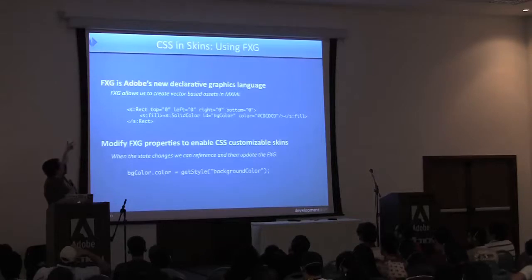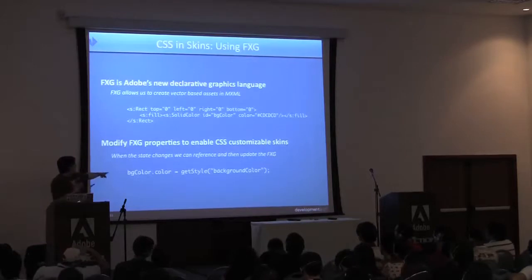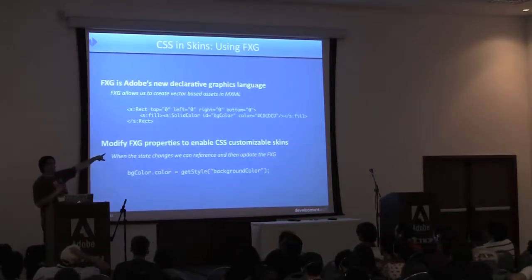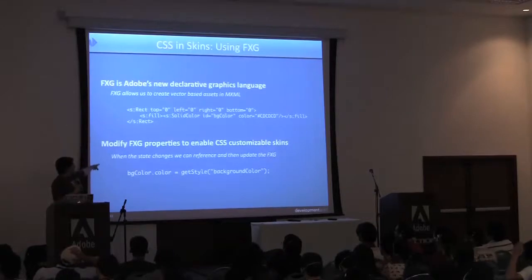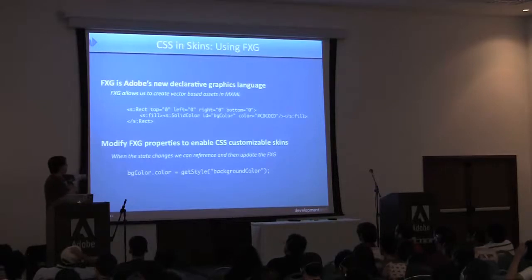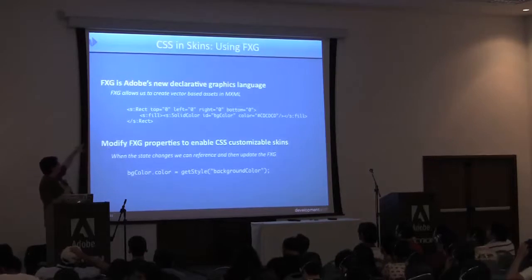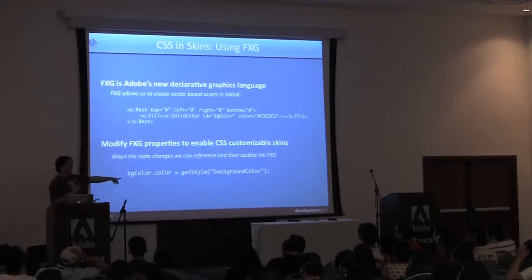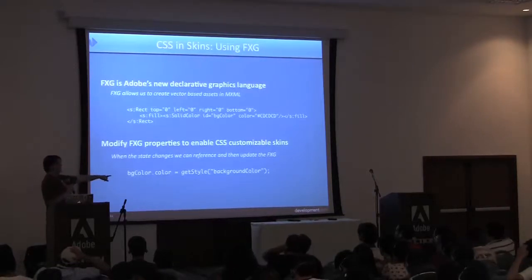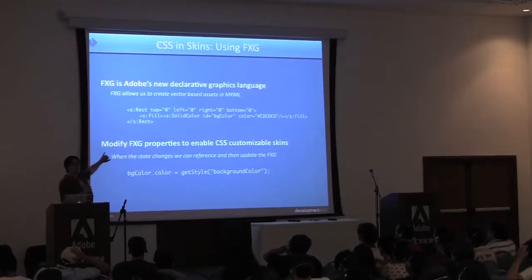Now what's cool about FXG is because it's in MXML, we can do things like set style. Because I've given solid color an ID, I can say, hey, background color in my update display list in my skin, change your color to my style. So you can see now how I can start linking and styling with CSS using FXG, because I can modify anything in FXG at any time. I can change the color by the ID, I could change the fill, I could pop this out, I could move it, I could change the ratio of sizing, all through CSS styles. So all of a sudden we're able to dramatically change the look and feel of our application using CSS. And this is how all the styling is done in the new Spark skins.